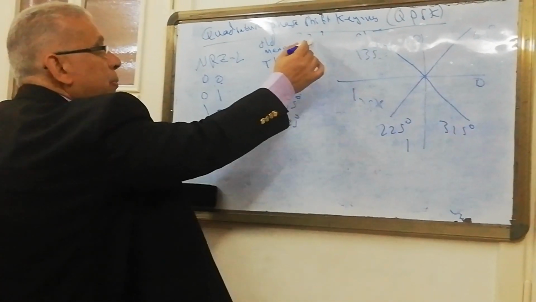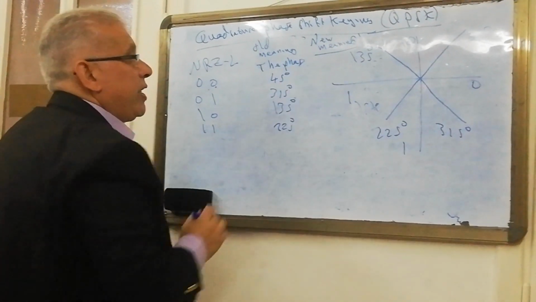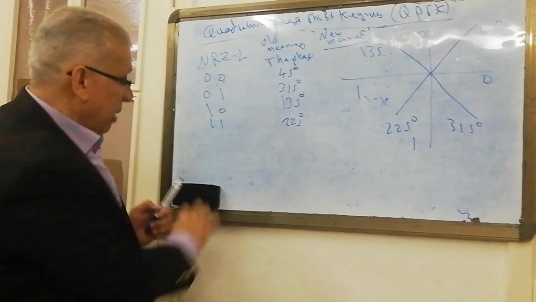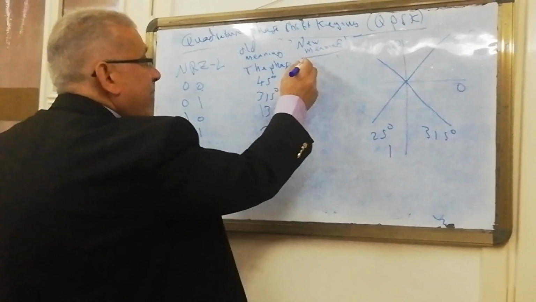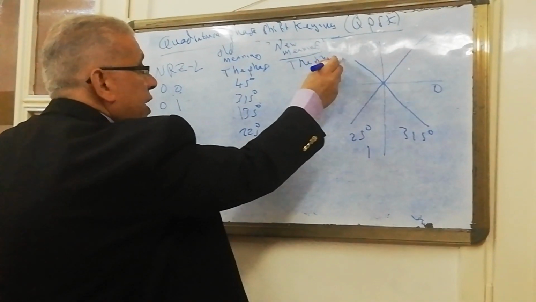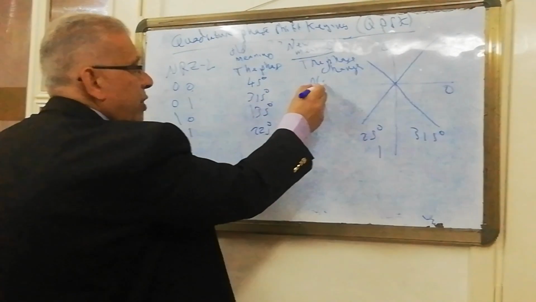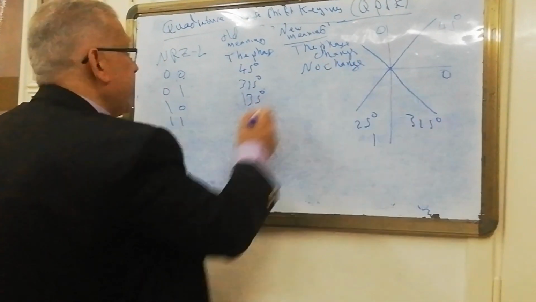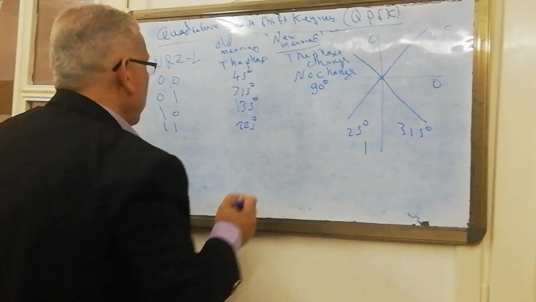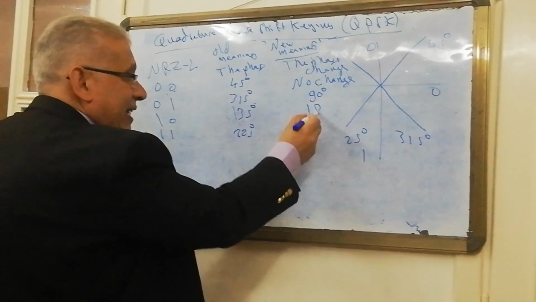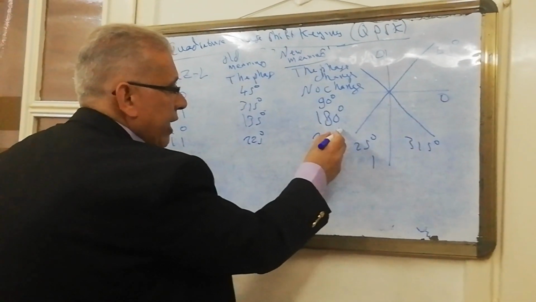Now the new meaning is specific change, the change in phase. Now I'm going to write specific change in phase. So the phase change. If we talk about 0, 0 means no phase change, no change in phase. Talk about 0, 1, for this case will be 90 degree phase change. Talk about 1, 0 for us will be 180 degree phase change. If we talk about 1, 1 means 270 degree phase change.